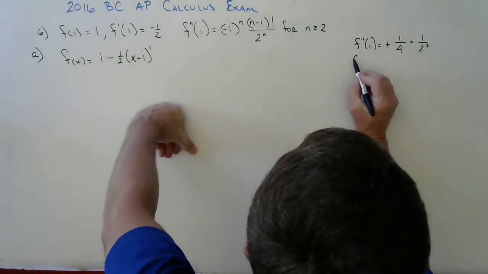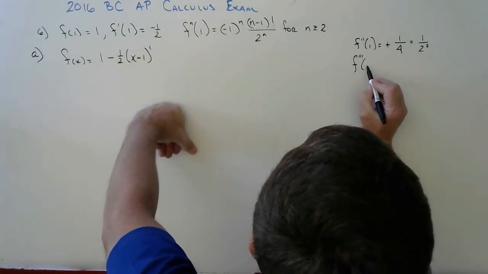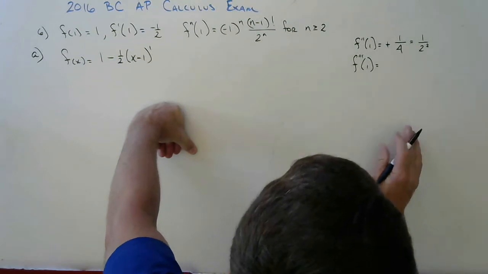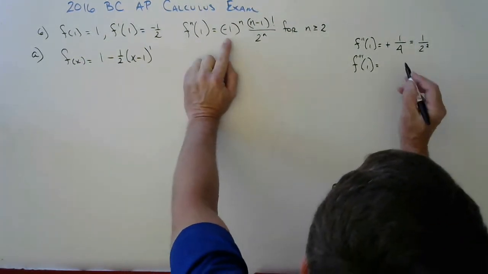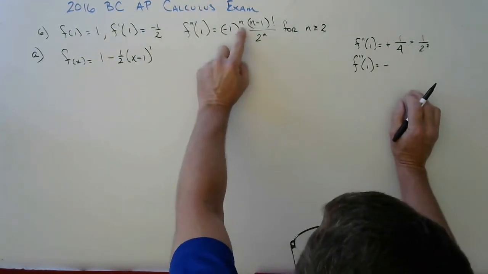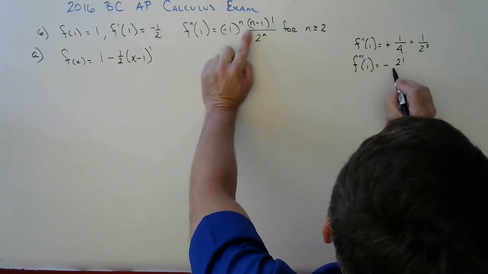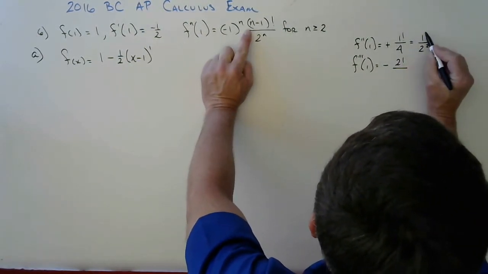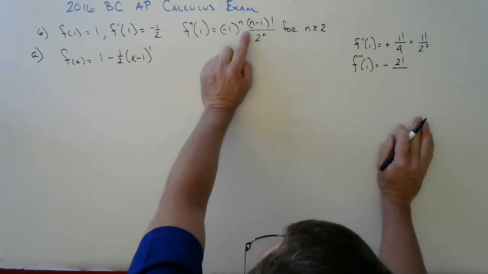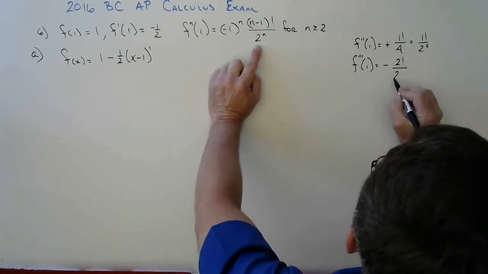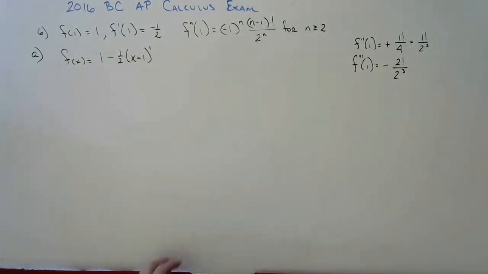Now we're going to need the third derivative as well, so we might as well find that while we're here, since it's quickest to do the derivatives first. We get negative, because it's negative 1 to the third, and 3 minus 1 is 2 factorial, over 2 cubed. We could even put a factorial on this if we wanted to. Okay, so that's our third derivative.